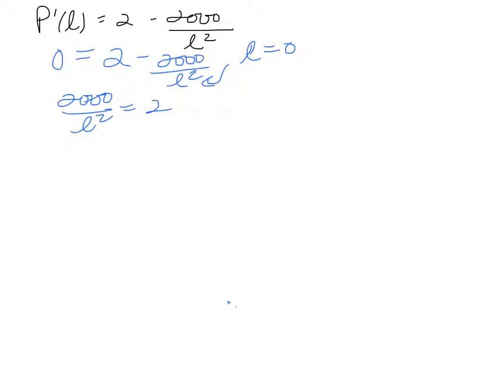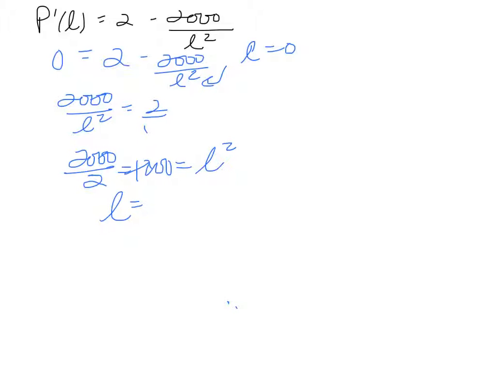2,000 over L squared equals 2. Cross multiplying, or even just this proportion property where you can switch the diagonals there. 2,000 over 2, or 1,000, equals L squared. Sorry, my stylus has gotten kind of squishy on me, so we're just going to have to deal with it. L is going to be the square root of that 1,000, or 10 radical 10.